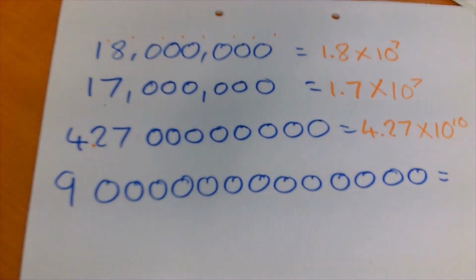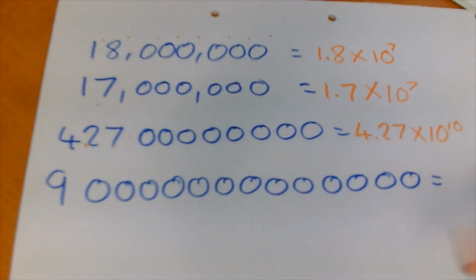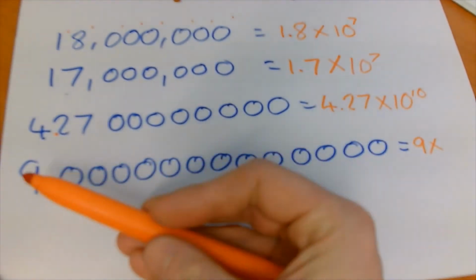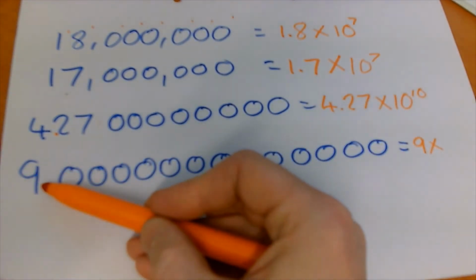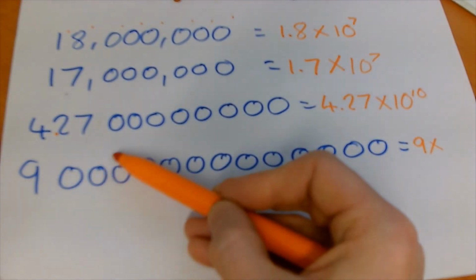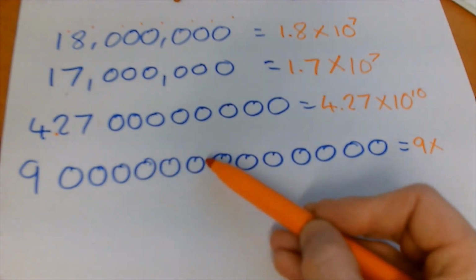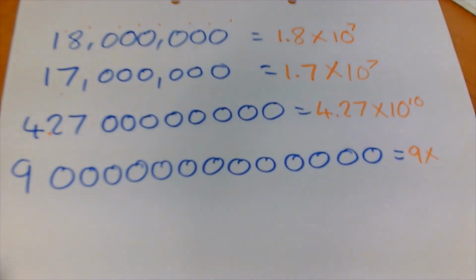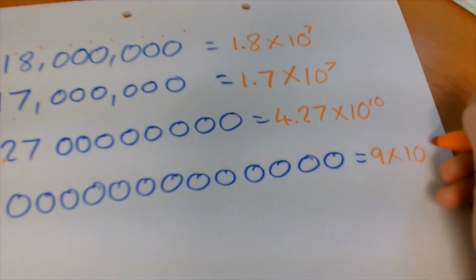And I'm sure you can figure out the last one using the exact same methods as above. You'd end up 9 times 10 to the power of 1, 2, 3, 4, 5, 6, 7, 8, 9, 10 to the power of 13.